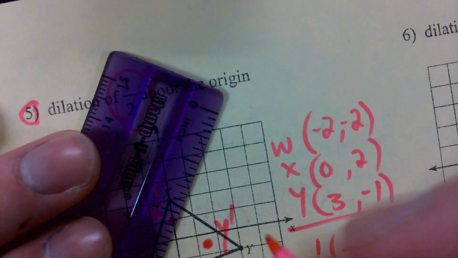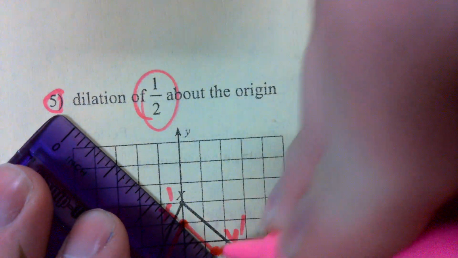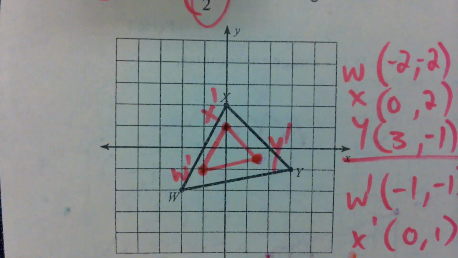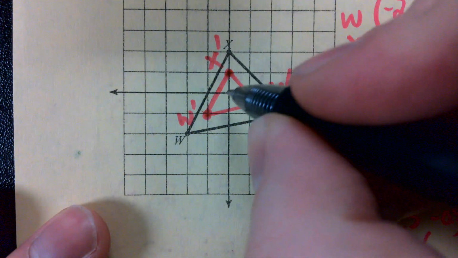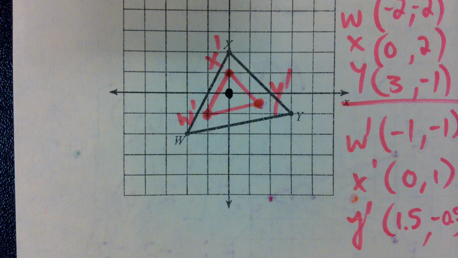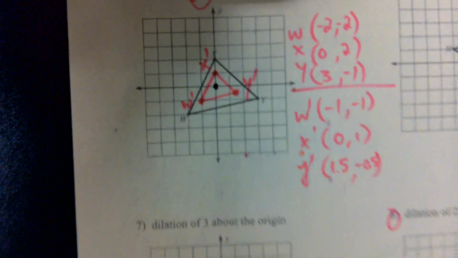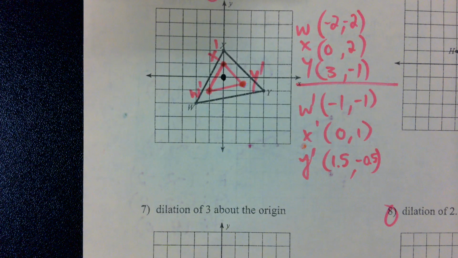Let's get a ruler and connect these dots up. And take a look. With our pre-image triangle, again, the origin was completely engulfed by that pre-image triangle. Therefore, our image triangle is also going to be completely surrounding our origin. Any questions here on number 5? Go ahead and check your work. Make any adjustments that you may need to make.